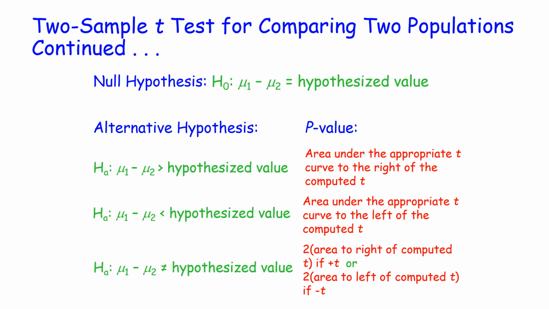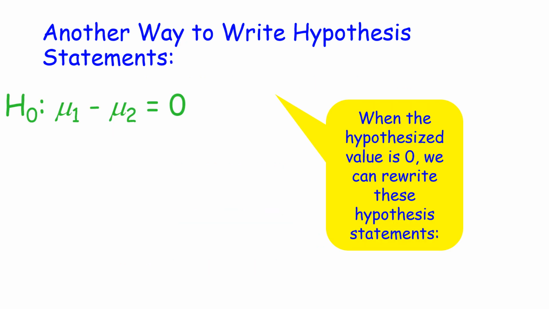So what's another way to write our hypothesis statements? If we have our null hypothesis, mu 1 minus mu 2 equals 0, so when we have that hypothesized value of 0, we can rewrite these hypothesis statements the following way.